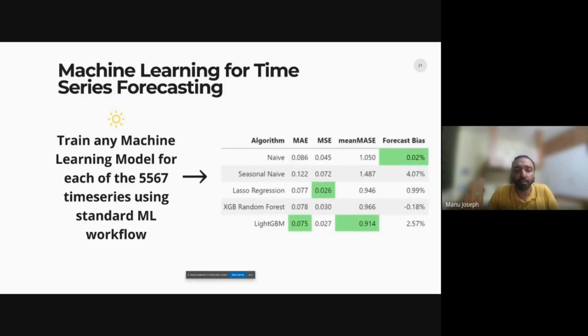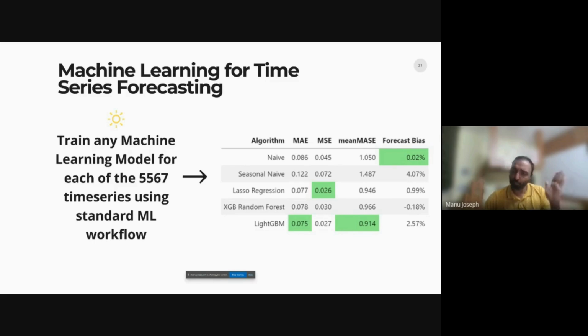Sorry, and the results are this, right? You can see that the naive and seasonal naive are around 0.86 and 0.122. And all the machine learning models, even a simple regression, are doing better than the naive forecasts. The best is Light GBM, which is one of the gradient boosting models, XGBoost kind of models. And a fun fact is that in almost all the projects that we worked on, invariably we come up to one of these models for deployment.